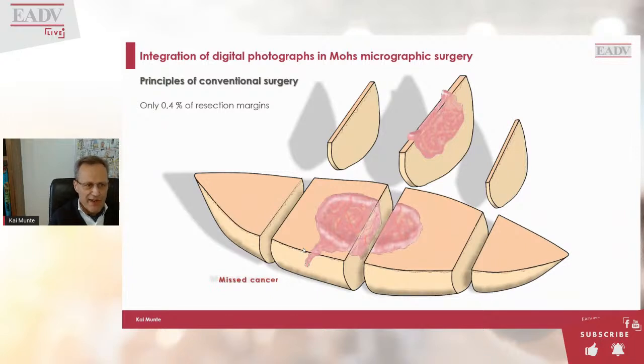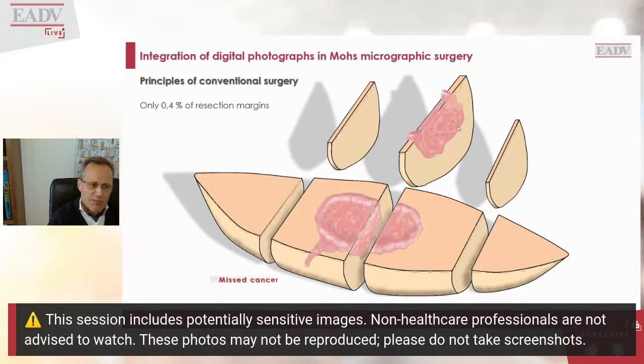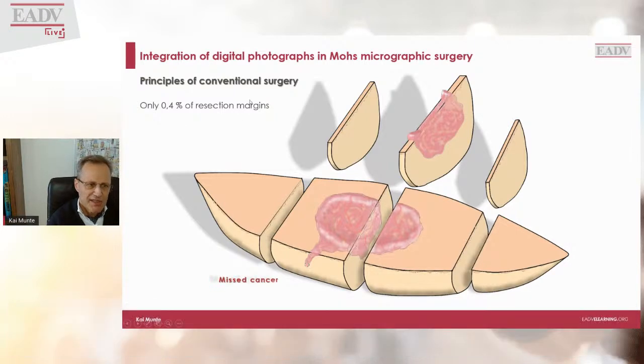The principle of conventional surgery is that you take out a specimen, mostly in a fusiform excision, and then the technician will cut out pieces like a bread loaf method, so that the pathologist can look at the slides like this, and he will tell you, oh, it's a nodular basal cell carcinoma, and it is free of margins. The problem is that he sees only 0.4% of the resection margins. So in this direction, the cancer is missed.